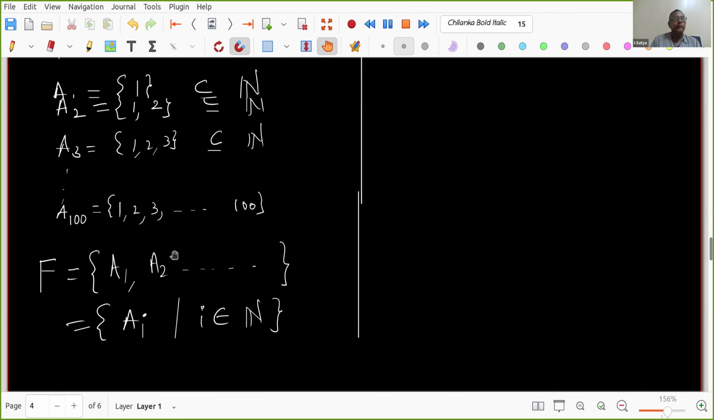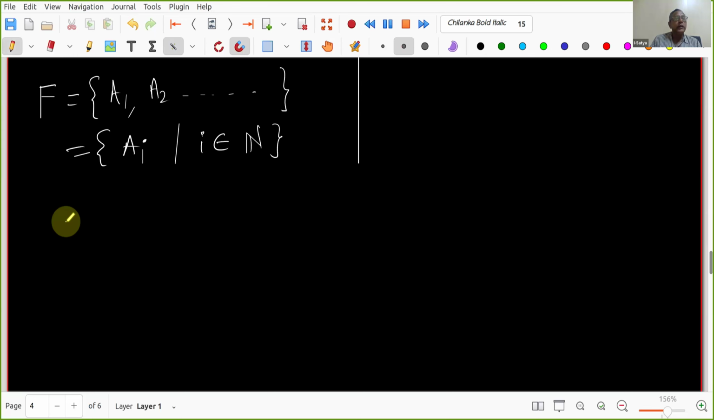For each natural number i I constructed a set. Now all of you can think, what is their union, i equal to 1 to infinity? I can write this as union over i belongs to I of Ai. Does anyone want to comment on this?